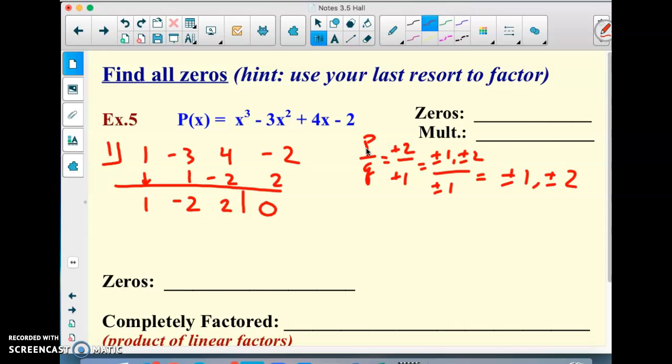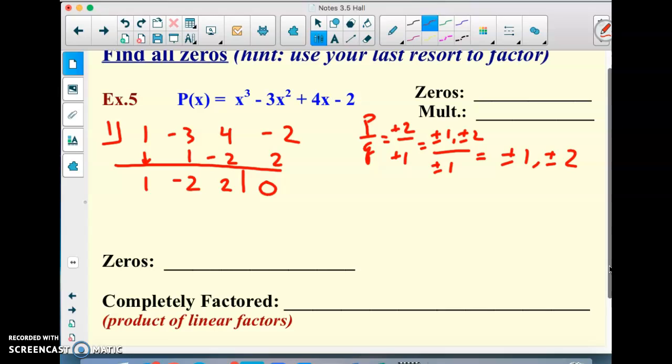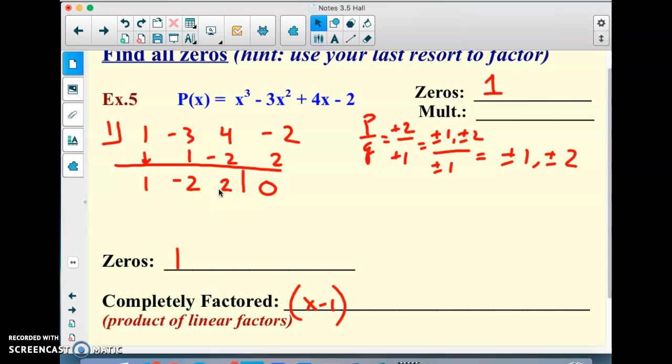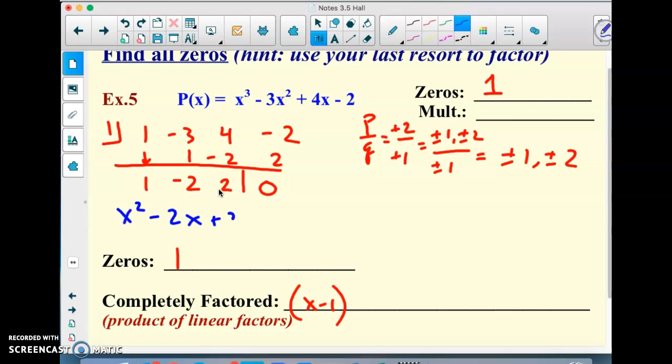So I'm actually going to jump to that right now. One of my zeros is definitely 1. I can put it also down here. And my factor will be x minus 1, so I'm already done with that one. Now that I have that, I have the coefficients 1, -2, and 2, and I'll drop the exponent down 1. You guys know that already, that you drop the exponent down 1 and then use these numbers as your new coefficients. So that would be x squared minus 2x plus 2.